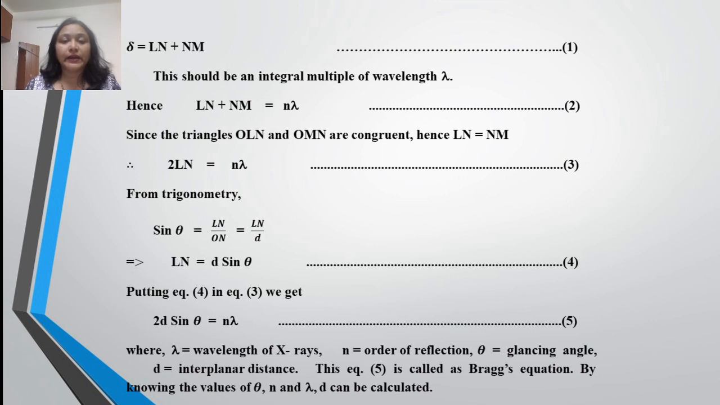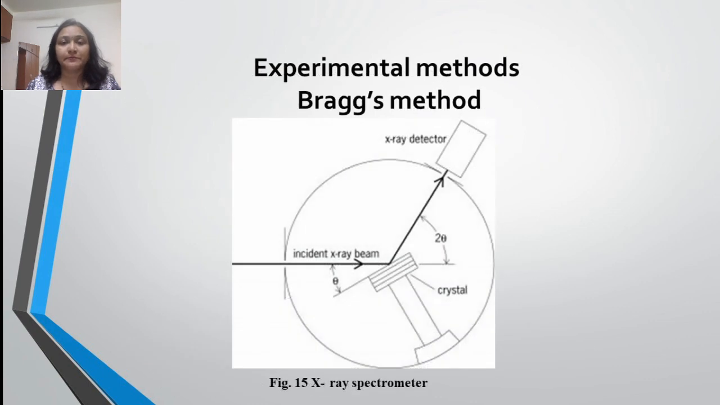Here lambda is the wavelength of the X-rays, n is the order of reflection, theta is the glancing angle, and d is the interplanar distance. By knowing the values of lambda, n and theta, the interplanar distance d can be calculated and vice versa. Now these are the experimental methods to determine the crystal structure.